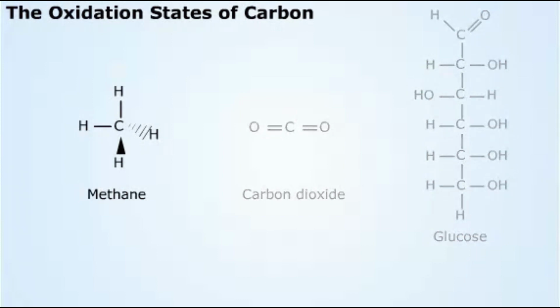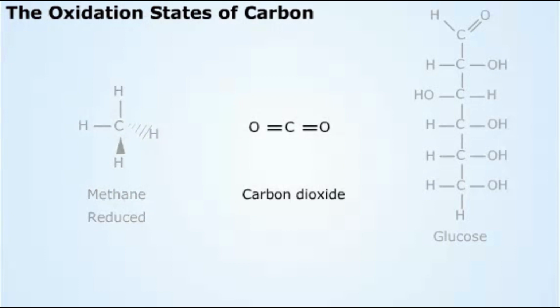In methane, the carbon atom is bound to 4 hydrogen atoms. This carbon atom is in its most reduced state. The carbon atom of methane has gained 4 electrons. Carbon has a greater attraction for electrons than does hydrogen, so carbon gets 4 electrons from hydrogen.